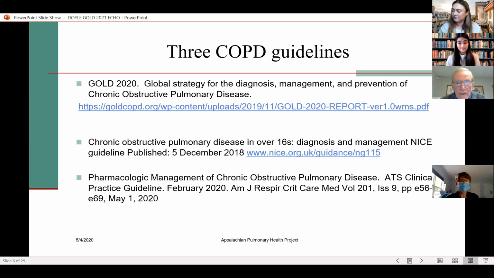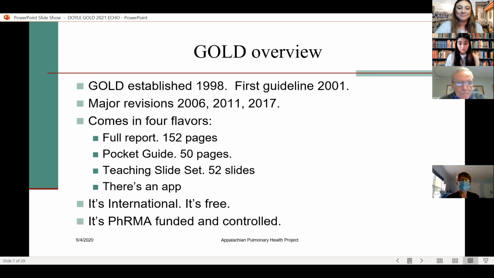A year ago, ATS came out with clinical practice guideline for pharmacologic management of COPD, where they updated some of the recommendations on pharmacologic management. That's important. There's another guideline that comes from the Primary Care Respiratory Society in the UK, and I'll mention that a little bit later. Next.